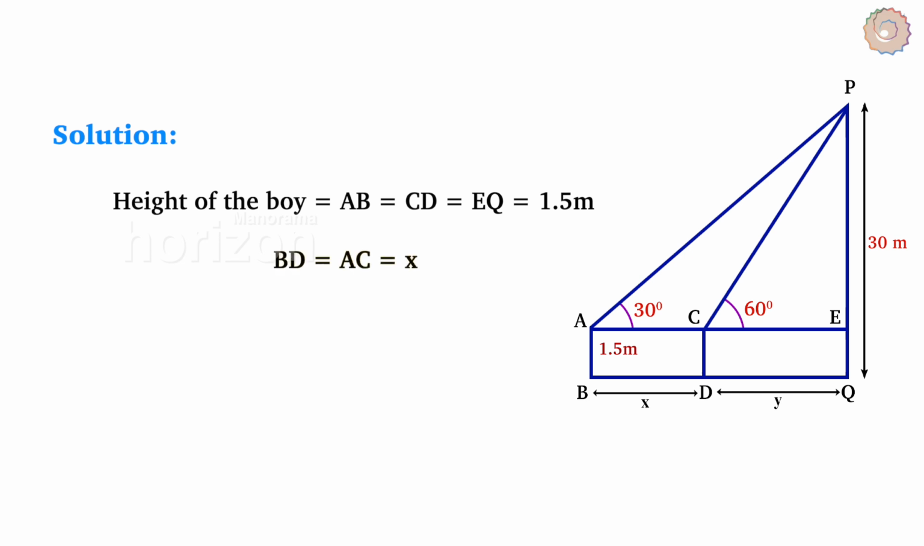Therefore, BD is equal to AC is equal to X. Let the distance of the building from the point where he stopped be Y. Therefore, DQ is equal to CE, which is equal to Y. In the figure, PE is equal to 30 minus 1.5, that is 28.5 meter, which is the distance of the top of the building to the head level of the boy. Now, the angles where he started walking and stopped walking are 30 degrees and 60 degrees.